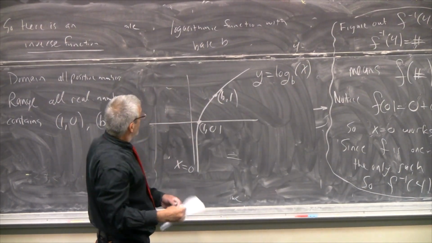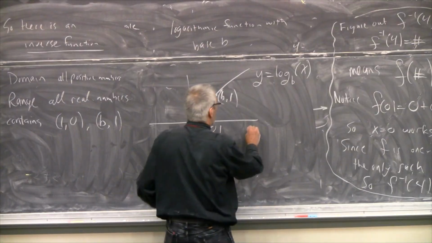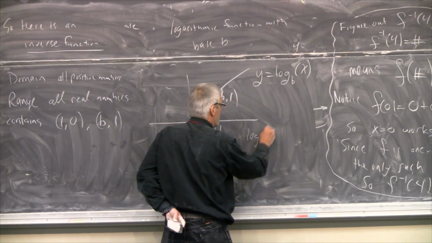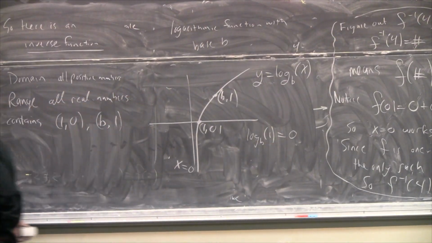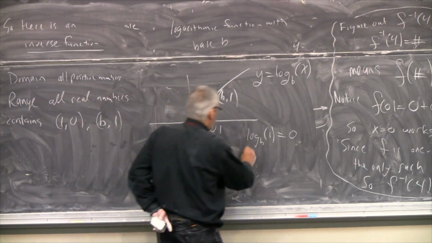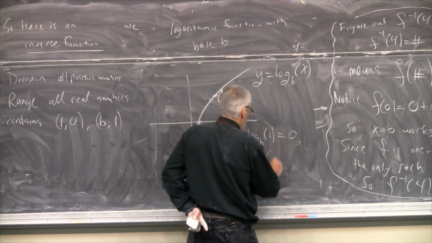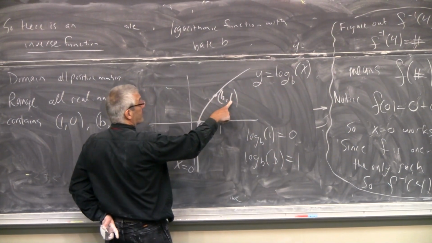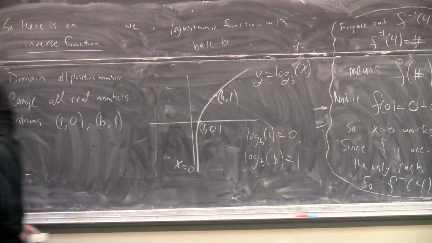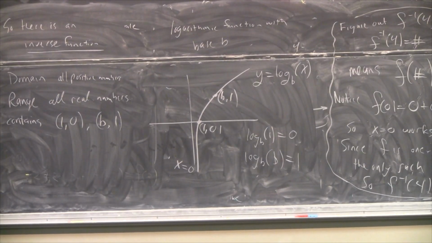So notice what this graph tells us is that log base b of 1 is equal to 0. That's because b to the 0 equals 1. And we see that log base b of b is equal to 1. (b, 1) is on this graph. And that's because (1, b) was on this graph.